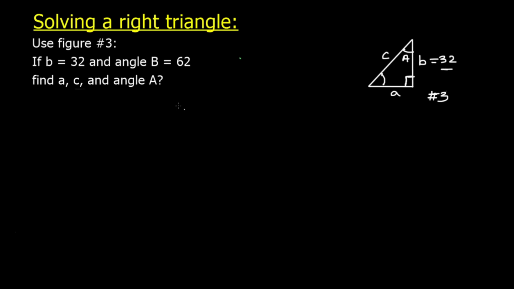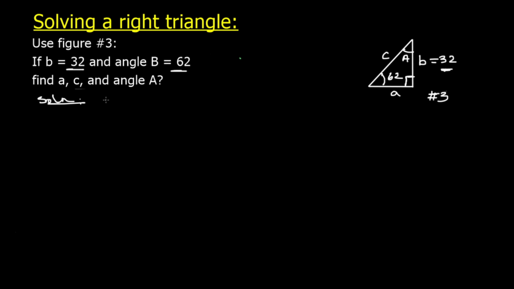Example number 3, we are asked to solve a right angle triangle. We are given the length of side B and the angle B, which is 62. We have side B equals 32 here. We don't know A and we don't know C, as well as angle A. We are asked to find those. Let's quickly do the solution.